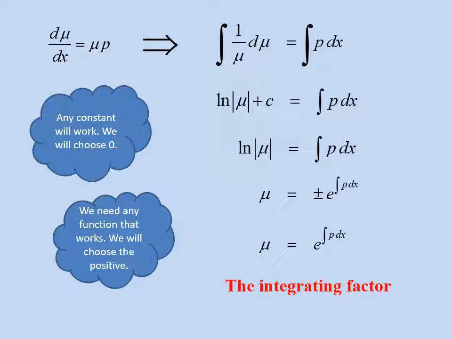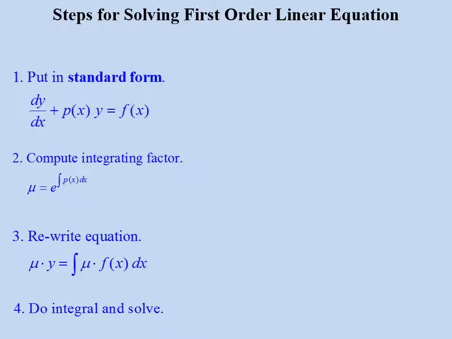We find what's called the integrating factor, which is designated by mu, by doing e to the integral of p times dx. Now here's how that works. Now I'll go through these steps with you with a few examples to show you how we use the technique.